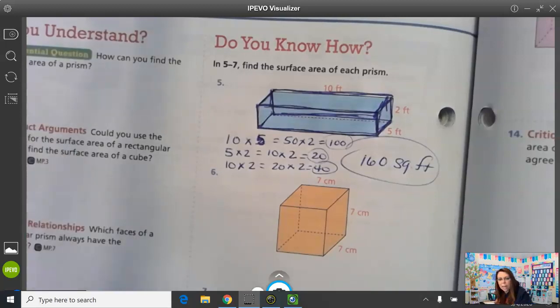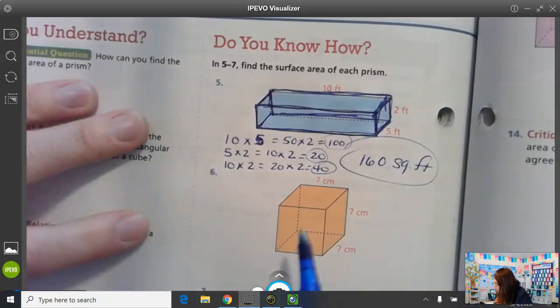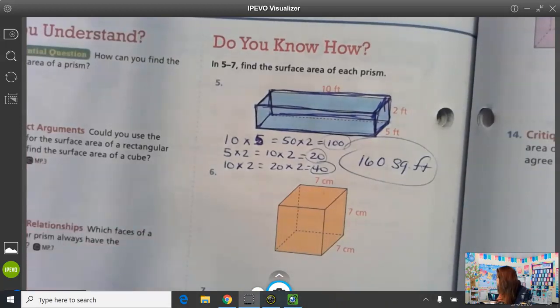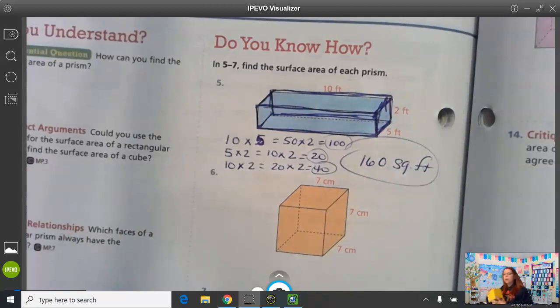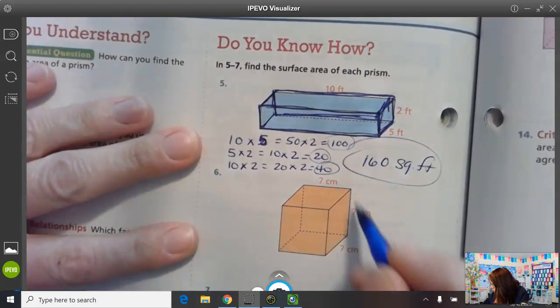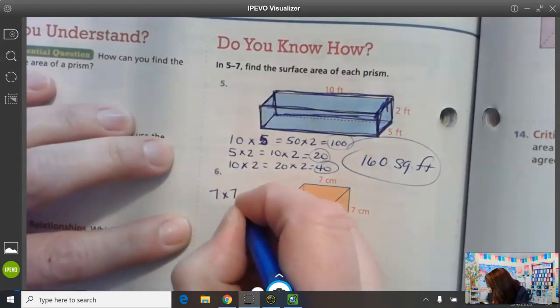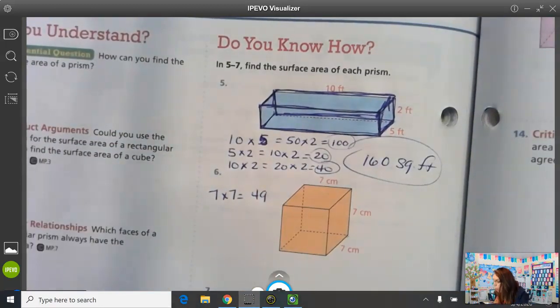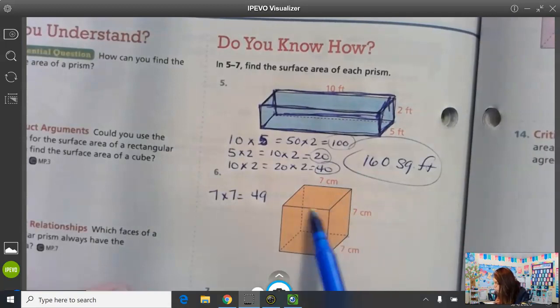So how many sides does this prism have? It's got a front, a back, a side, another side, and then a top and a bottom. So think about it like, grab one here, like this cube, okay? It's got 1, 2, 3, 4, 5, 6. It's got 6 sides to it. So we have 6 sides that have the exact same dimension, and the dimensions are 7 by 7. So 7 times 7 equals, think about it, 49.